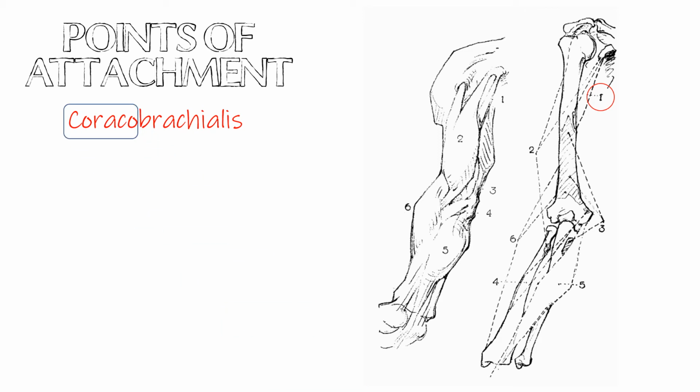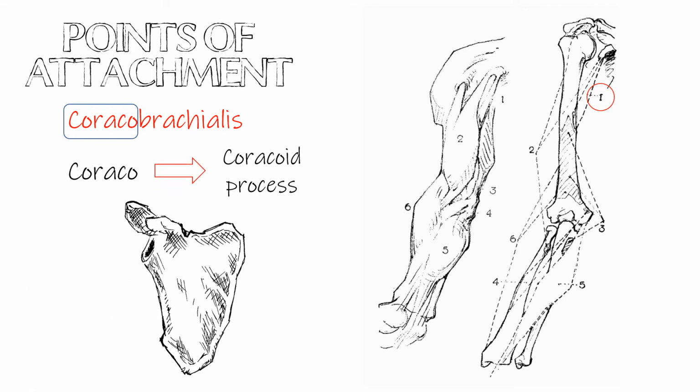All right, so points of attachment. First, we're going to look at coraco. So the first part of coracobrachialis is coraco. That is telling you a point of attachment. Now, if you don't know bony landmarks, it's not going to tell you a lot. So again, this is kind of an overview, but realize that understanding bone names and bony landmark names is going to give you a lot of information. But coraco is referring to the coracoid process, which is actually a bony landmark on the scapula or the shoulder blade. This bump up at the top, that's the coracoid process.